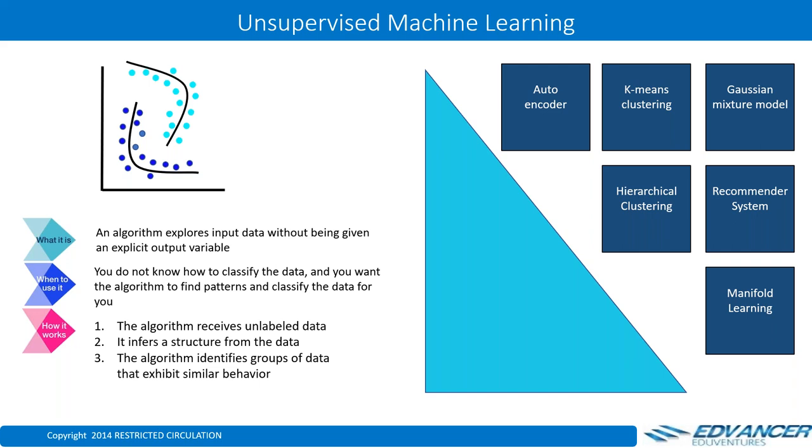A few of the algorithms we use in unsupervised machine learning are k-means clustering, recommendation systems, hierarchical clustering, and autoencoders, but that is too technical. Mostly we use clustering methods, k-means and hierarchical, these types of clustering algorithms. When you start with your sessions, you will be able to better understand what these techniques are.